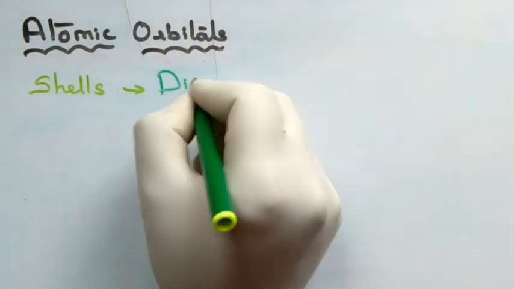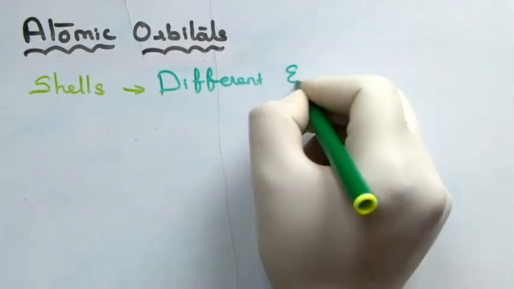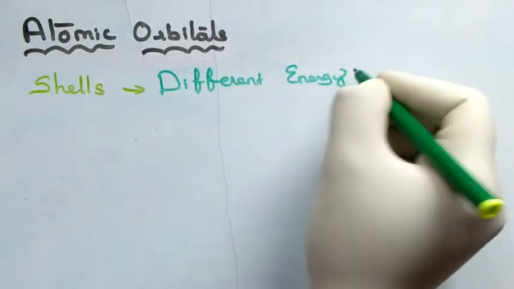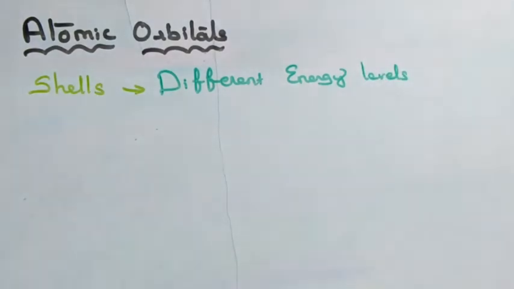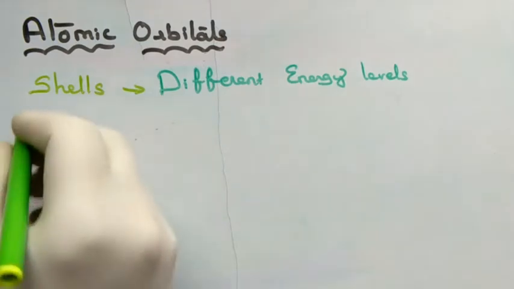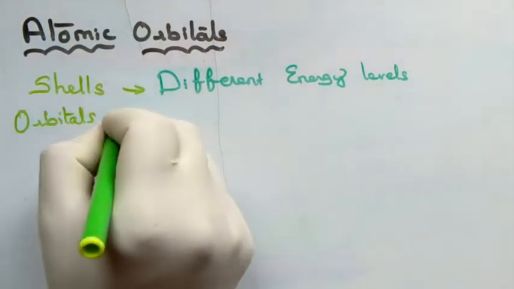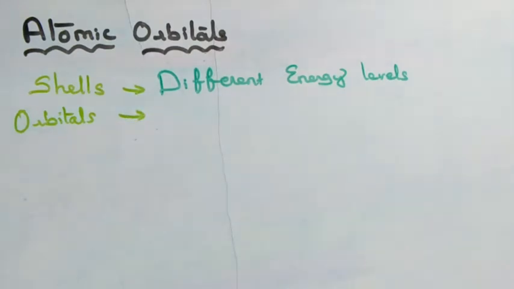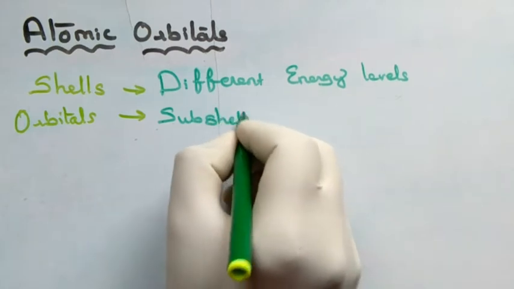As we have seen in the last video, shells are different energy levels in which electrons will be present. Shells are around the nucleus and there are different types of shells like K, L, M, N. And shells are divided into subshells. Those subshells are called orbitals, and there are different types of orbitals like s, p, d, f.